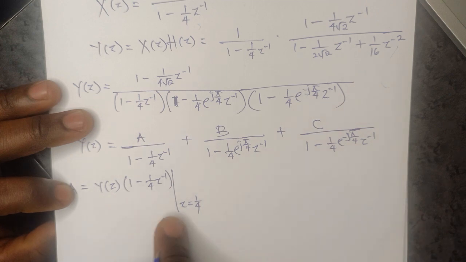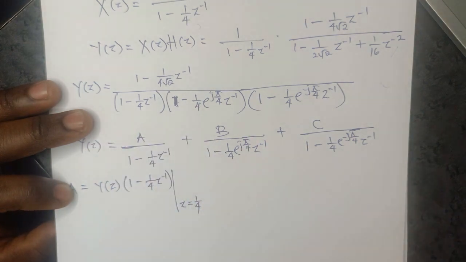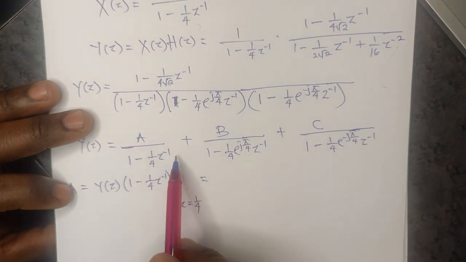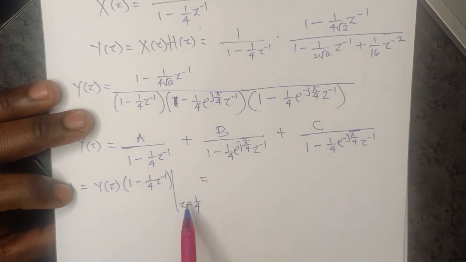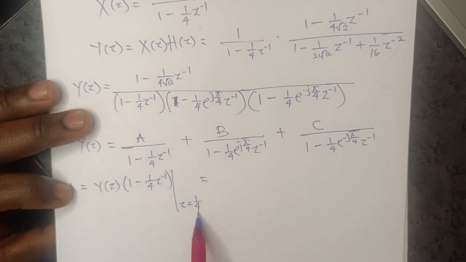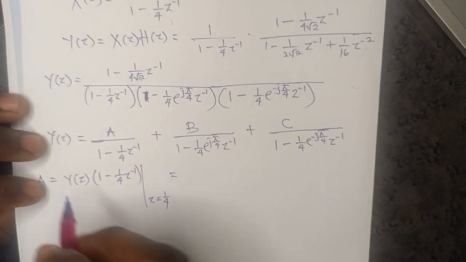Because if z is 1 over 4, then 1 over 1 over 4 is going to be 4 over 1, and that's going to make everything 0 at that point. So in other words, whatever expression you have at the denominator of A, you equate it to 0, and the value of z at that point is what you're going to use here. Whatever coefficient you have here is what this z will be equal to at this point. So once you substitute that, what is Y of z?